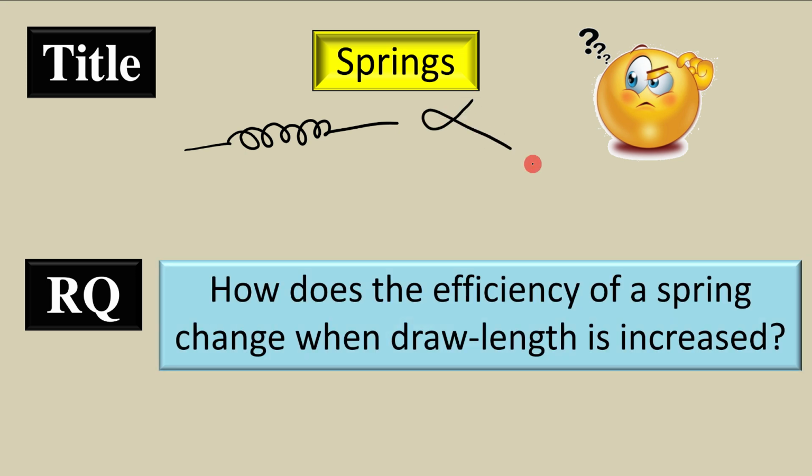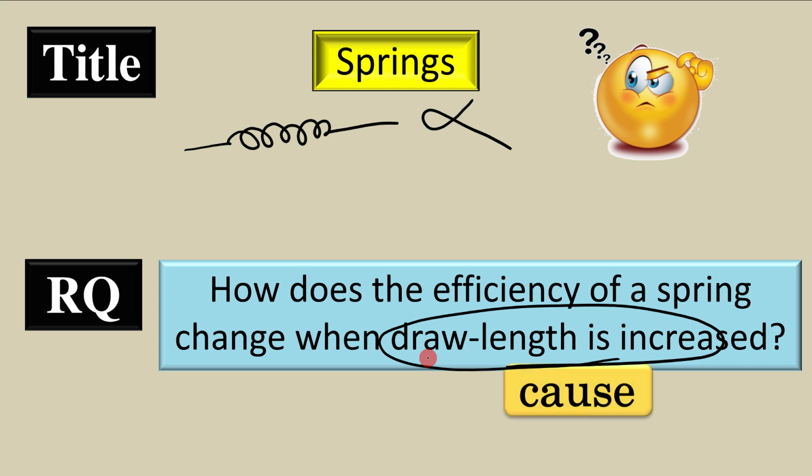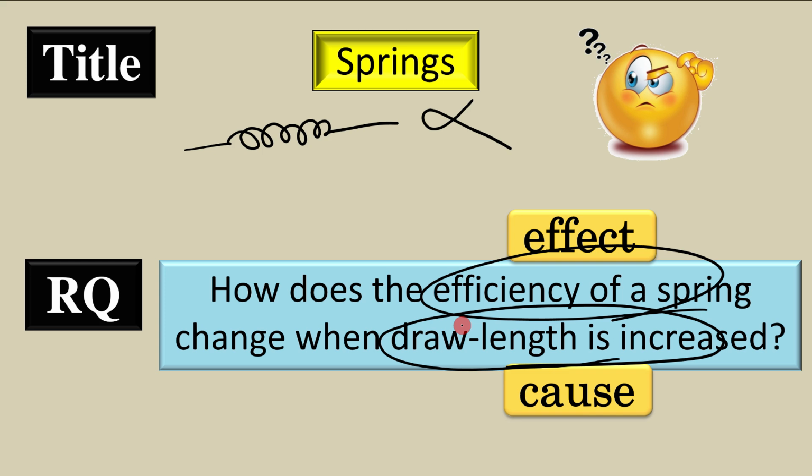But when you look at the research question in that essay, you see: how does the efficiency of a spring change when draw length is increased? Good. The research question is good. It has a cause here, increase in draw length, and then efficiency of a spring will be the effect. Yeah, the research question is good, but unfortunately the title is rejected.